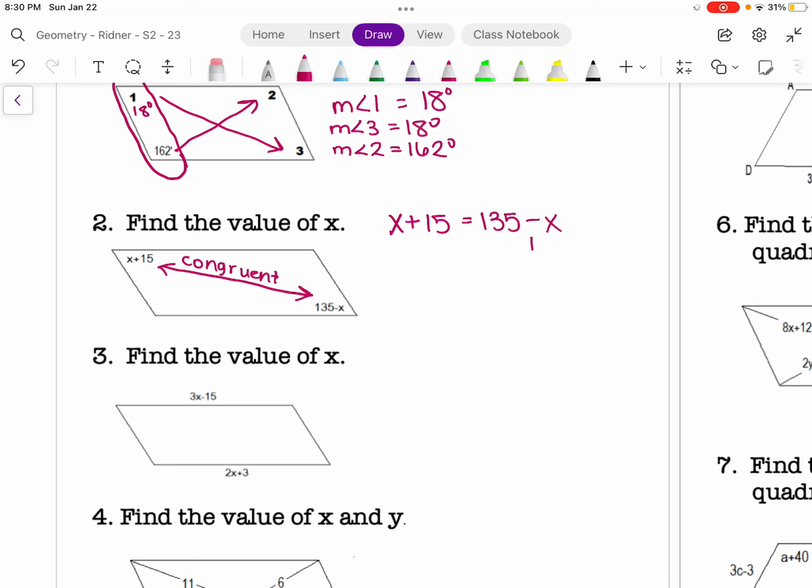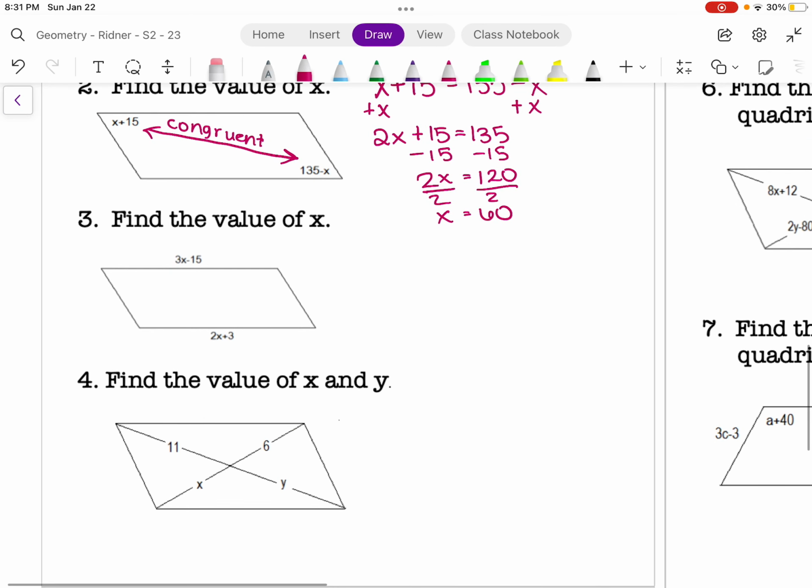Okay, so add x to get 2x plus 15 is 135. We want to subtract 15 to get 120 divided by 2. X must equal 60. If I wanted to figure out what those angles were, remember I would plug that back in. So be very careful on what the question is asking on whether you need to plug it in.